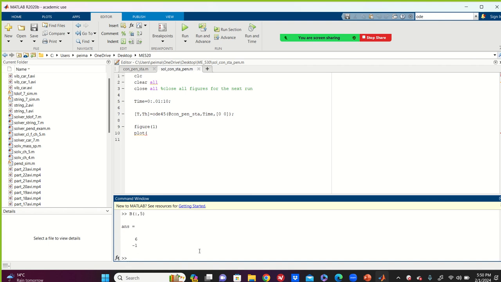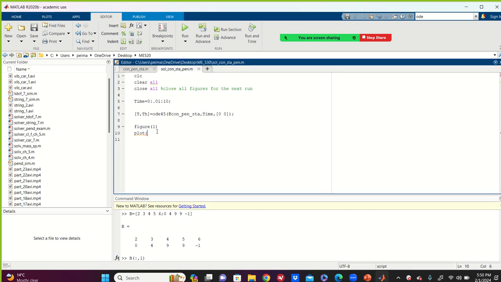Now, if you change the places and say second row and all the columns, it means this. This is second row, all the columns. This is how we write in MATLAB. It's gonna give us 0, 4, 9, 9, minus 1, as it is. See? So this is how we call all the columns of this differential equation solver.